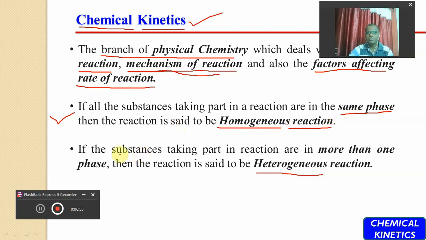Instead of this, if the substances taking part in the reaction are present in more than one phase, it means that if one substance is present in the solid phase, then another will be present in the liquid phase, then the reaction is called a heterogeneous reaction. Definitely it's very simple to define the type of chemical reaction based upon the physical state of the substances taking part in the chemical reaction.